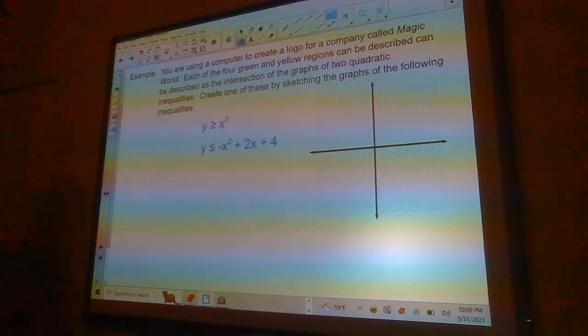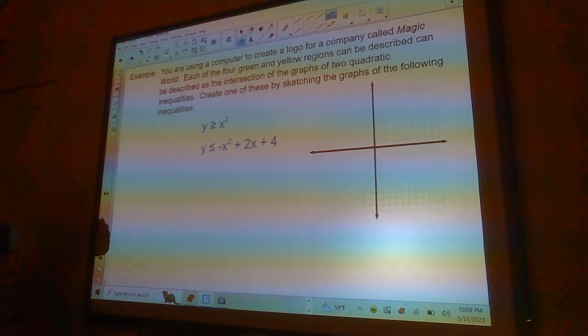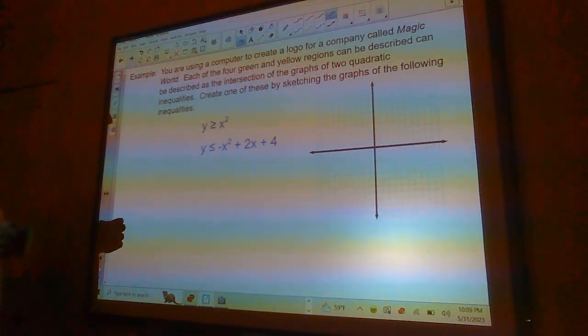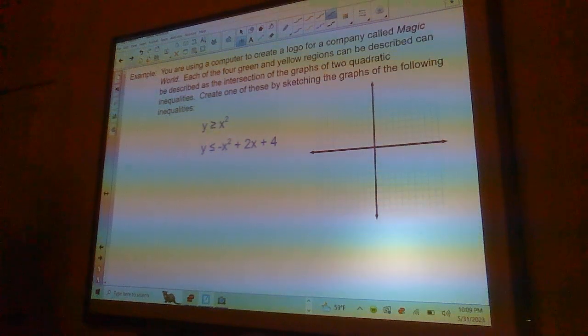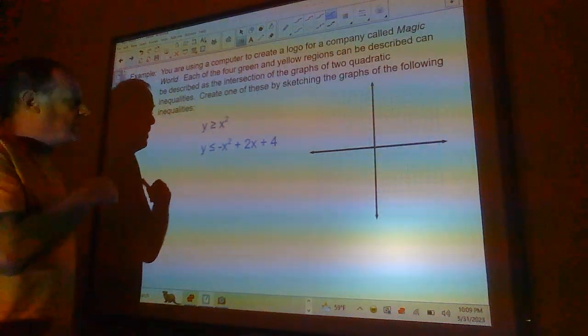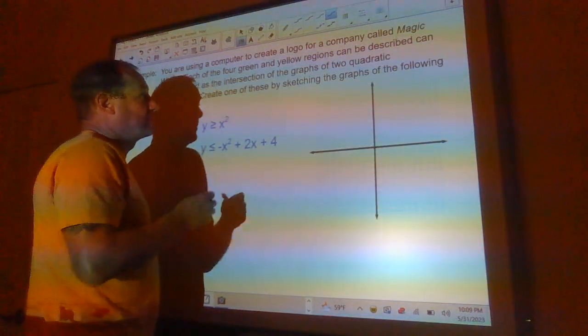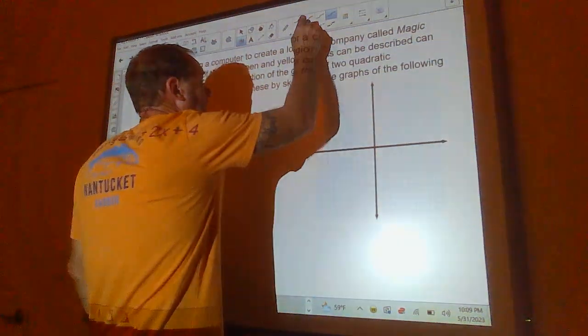Okay, you're using a computer to create a logo for a company called Magic World. Each of the 4 green and yellow regions can be described as the intersection of the graphs of 2 quadratic inequalities. So create one of these by sketching the graphs of the following inequalities. So y is going to be greater than x squared. So x squared, that's a pretty easy one.